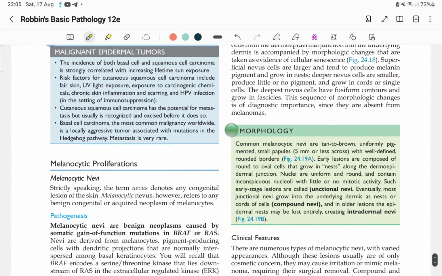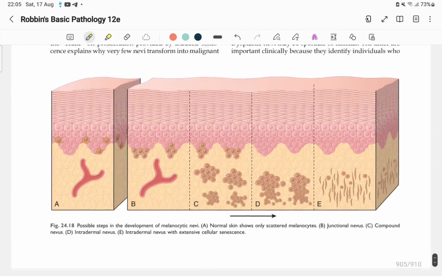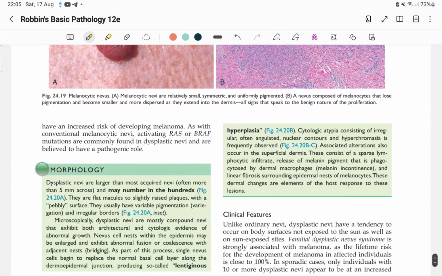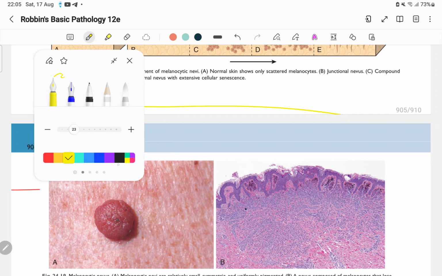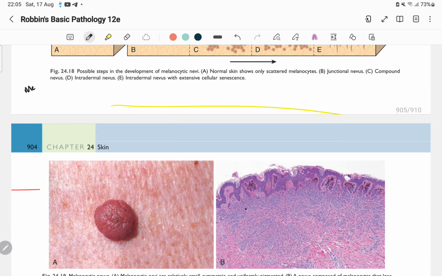Okay, we talked about melanocytic nevi, and we saw this diagram. That completes our skin in toto. In skin we discussed the important things: the mole, or nevus as we call it in pathologist terms, then melanoma, squamous cell carcinoma of skin, and basal cell carcinoma. These four things are important in the skin.